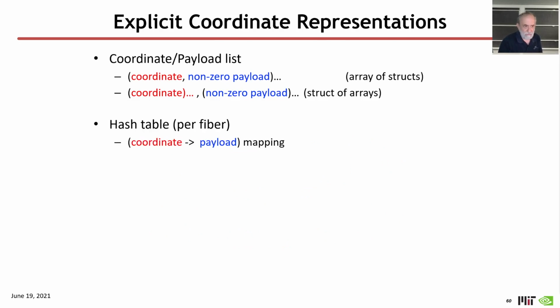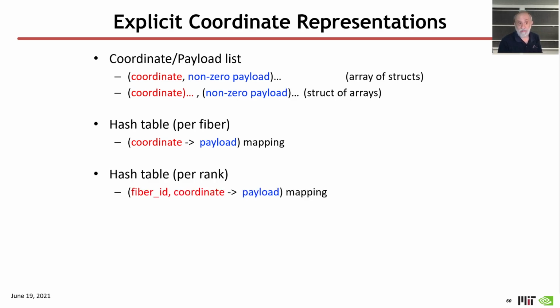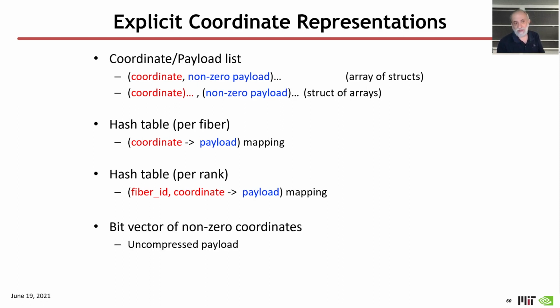And like I said, I could have many different representations. I could do array of structs or structs of arrays for the coordinate payload list. I could use a hash table per fiber where I look up by coordinate and get the payload. Or I could have a hash table per rank where I have a fiber ID and a coordinate, and the hash table would look up a payload for me. Or I could have a bit vector of non-zero coordinates and an uncompressed payload.